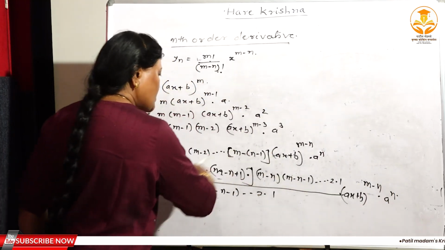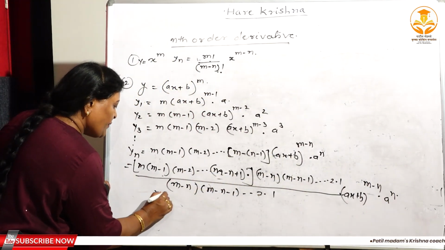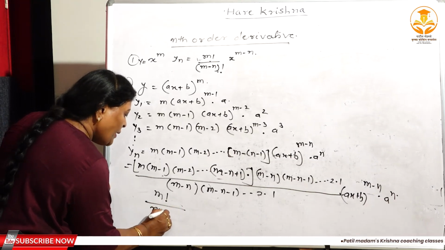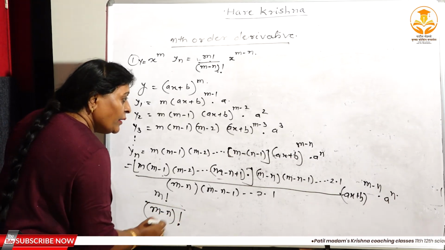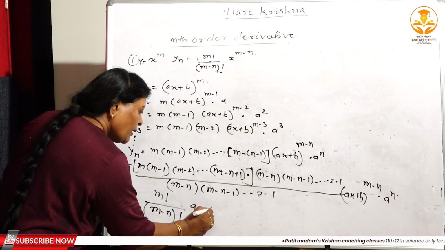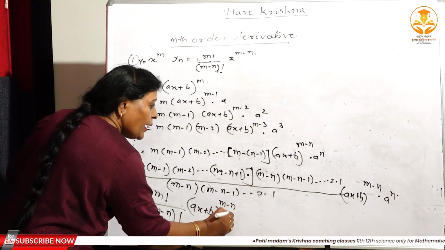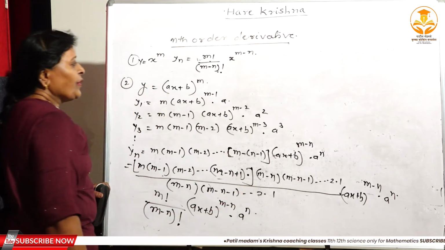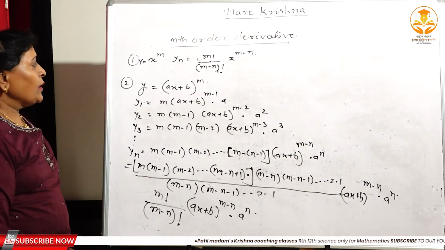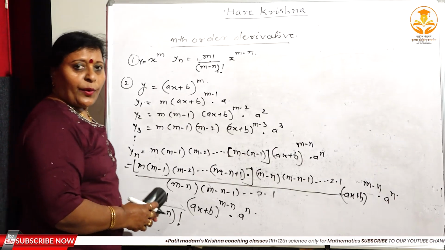Now this term, that is the numerator, you can write as m factorial divided by (m minus n) factorial, right? Again (ax plus b) whole to the power m minus n and into a raised to n. This is the result, isn't it? So this is the second problem.